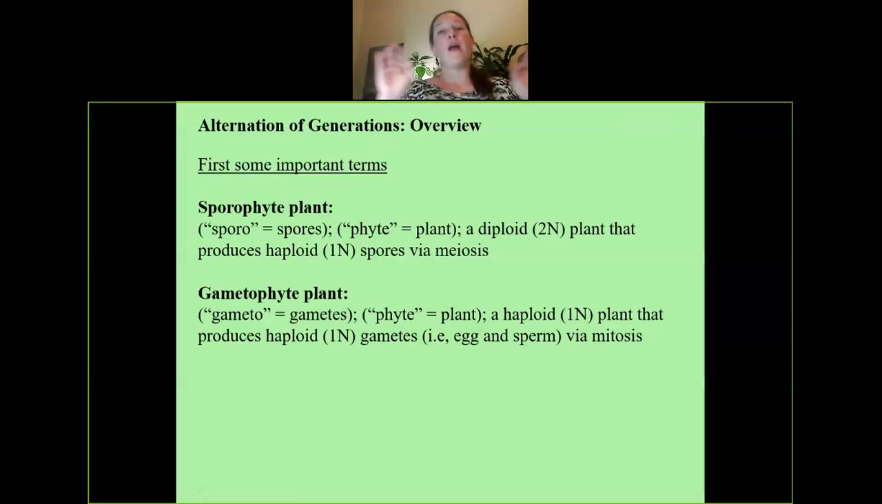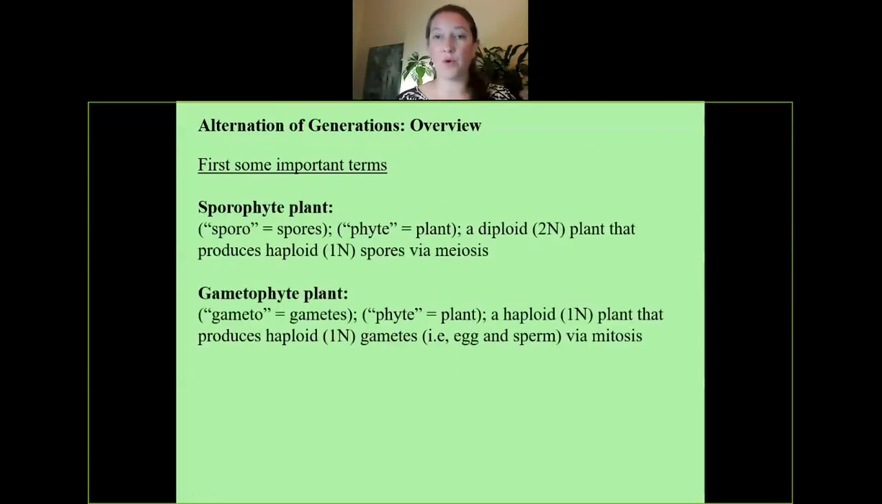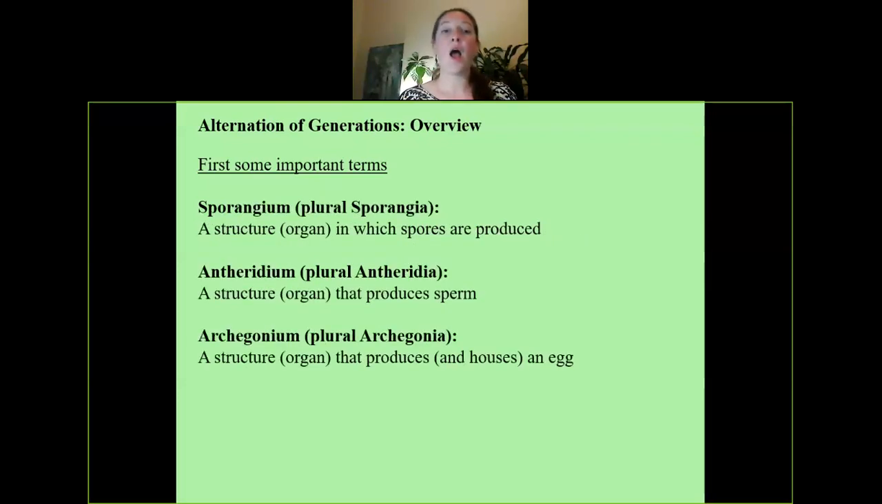Oh, yeah. And just before we walk through it, we have to have a few other important terms in order to understand this process. So we have sporophyte plant, the plant that makes spores. Gametophyte plant, the plant that makes gametes, egg and sperm. On the sporophyte plant, you're going to have a sporangium, which is the singular, or many sporangia, plural. And sporangia are organs that produce the spores. So they will be the site of meiosis.